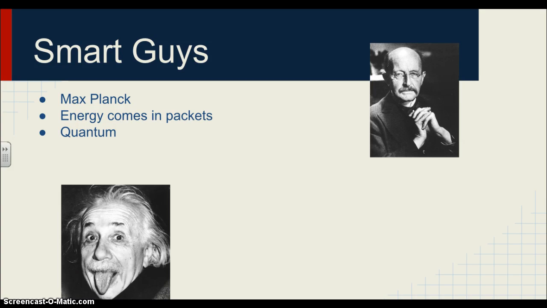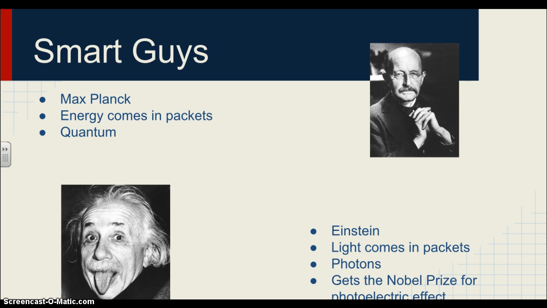Now, fast forward a few years to Einstein. In 1905, he comes out with 4 groundbreaking papers, one of them being that light itself comes in packets. Light itself comes in these little packets of energy. It's basically a wave of particles. It has particle properties and wave properties. He said, let's call these particles photons. And this is the one thing that Einstein won the Nobel Prize for, explaining the photoelectric effect.